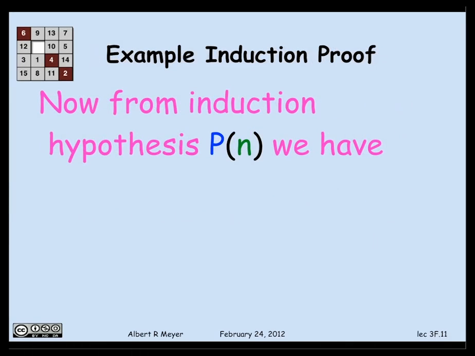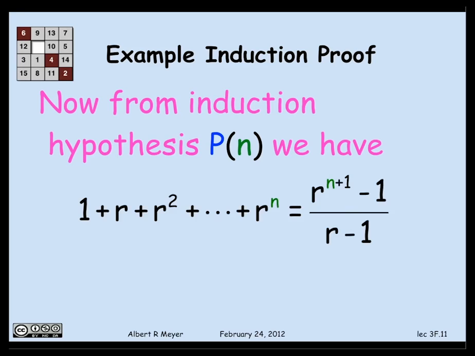Well, I can assume P of n, which kind of looks like it already. It's a good head start on getting to P of n plus 1. So I'm allowed to assume that this equality holds for n. I don't know what n is, except that it's a non-negative integer, but this equality holds for n. And I have to prove that it holds for n plus 1.